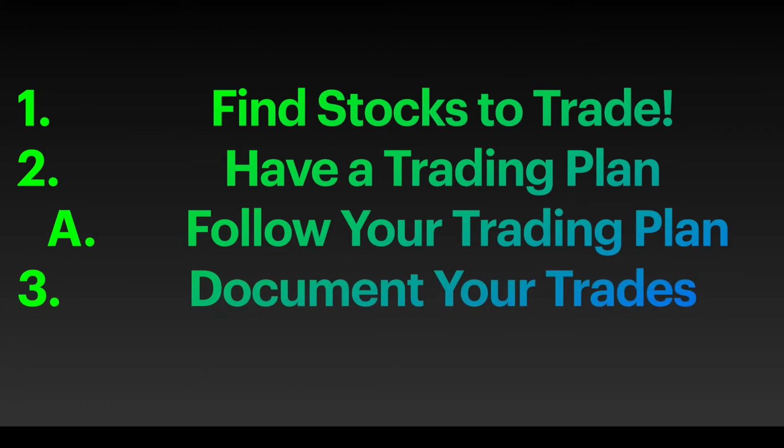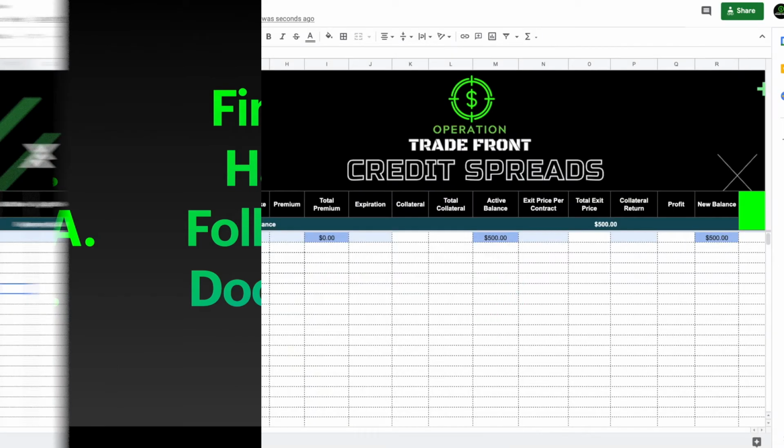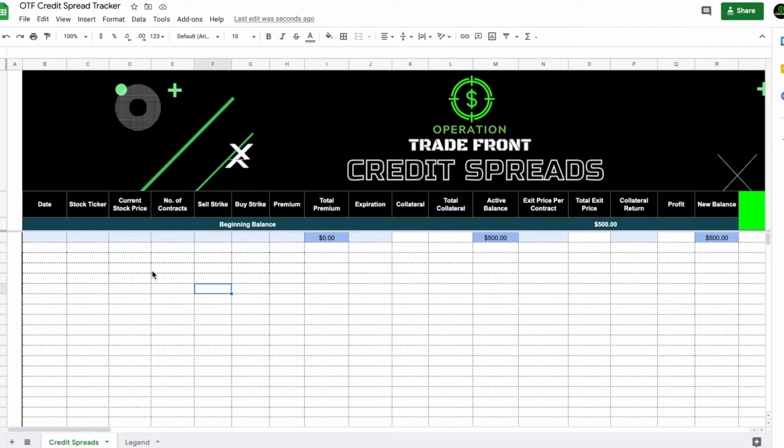Step 3, document your trades. Now this is a cumbersome part of trading, but you have to do it. If you do not measure what you're doing, you will not know whether you're being successful or not. You can look at your Robinhood account all day long and say, okay, I'm up $100 today, I'm down $100 today, but over time you're going to lose the ability of knowing what trade's actually done well, what you're good at, what trade's done bad, and what you need to work on.